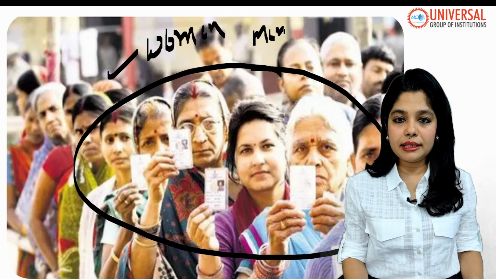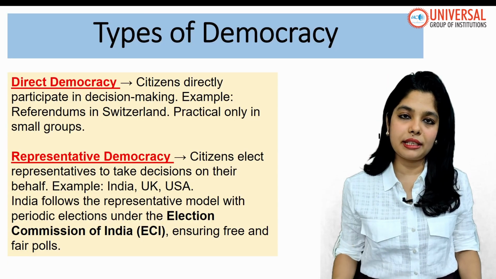So yes, election becomes all the more important, and you see here women, men standing in line to elect their representative. This is the beauty of democracy, where each and every person, after attaining the age of 18, gets the power to vote in elections and elect their representatives.